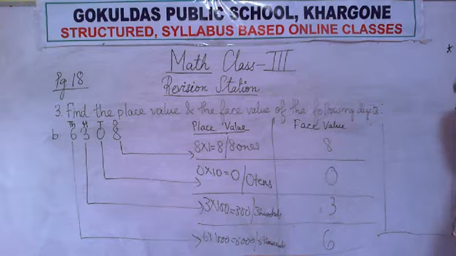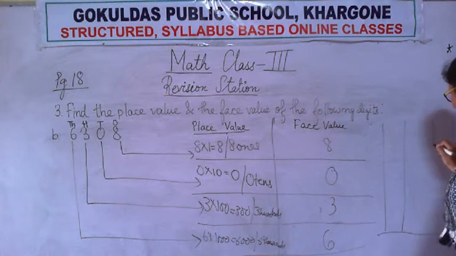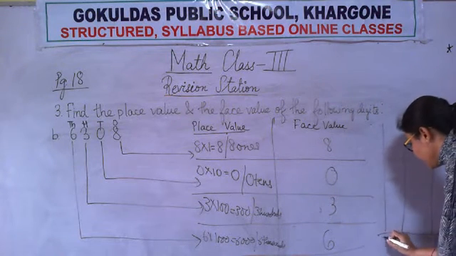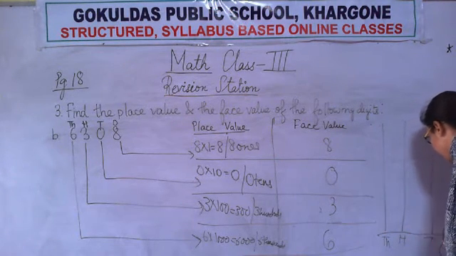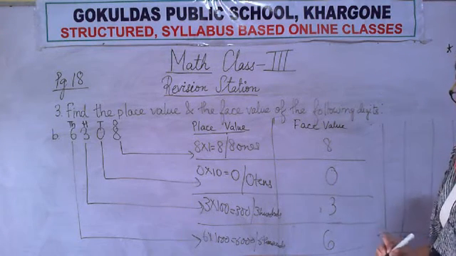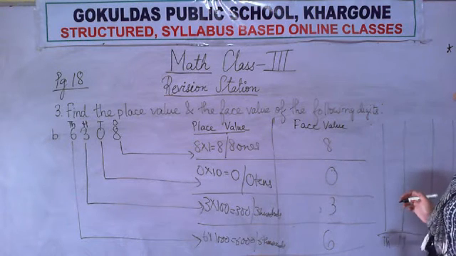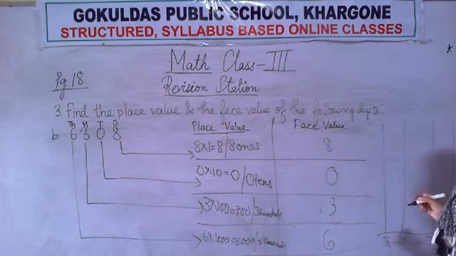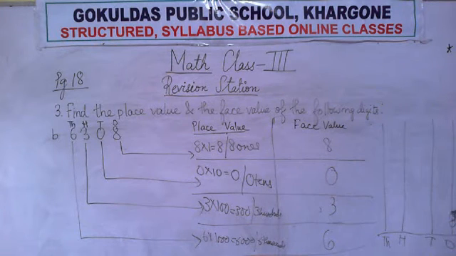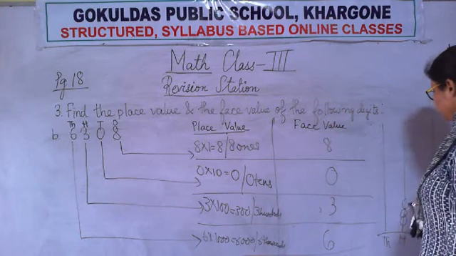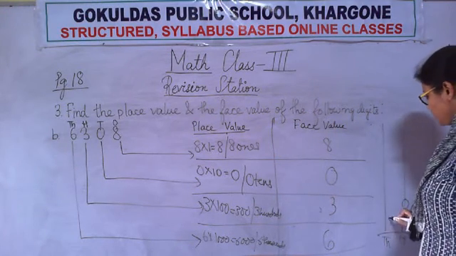We need to write the beads. Sorry, please don't mind because I am using my running hand and the drawing is very bad. The line is haphazard also. In the place of ones, how many beads? 8. 1, 2, 3, 4, 5, 6, 7, 8. Tens, 0. 0 means no beads. In the hundreds place, 3. In the thousands place, 6.